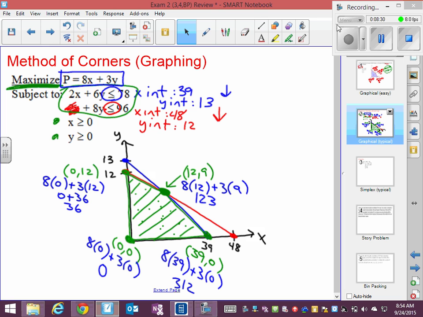So I've got all my corners. I've got my different p-values for each corner. I find the maximum. It looks like this one is the maximum. So the maximum value is 312 at the point 39, 0.